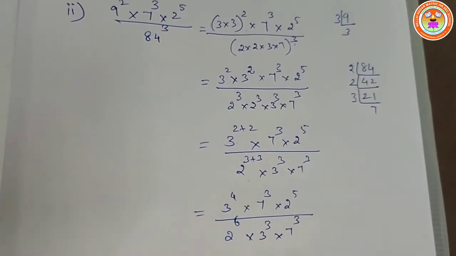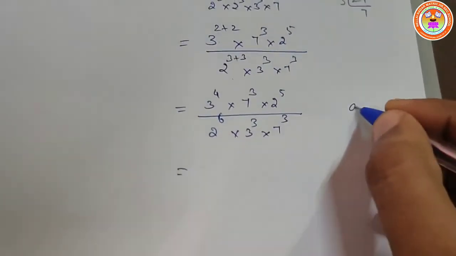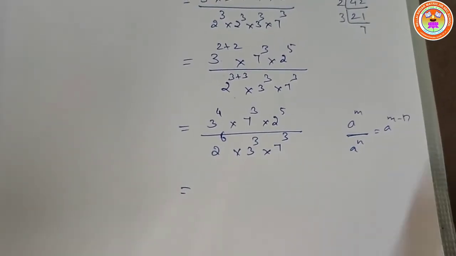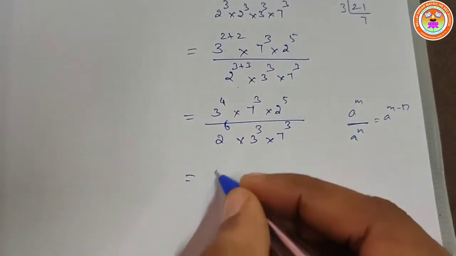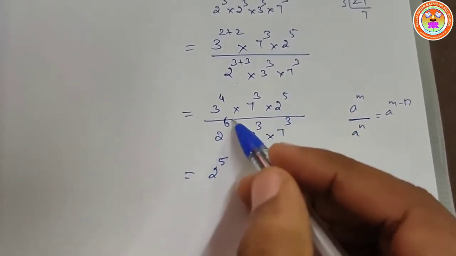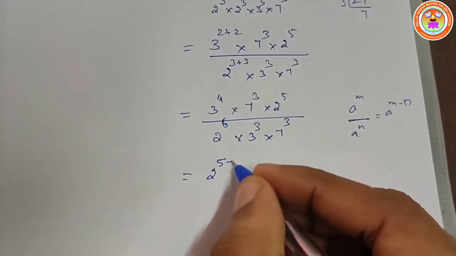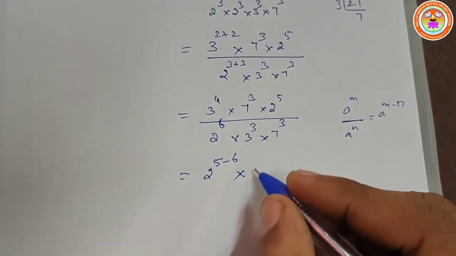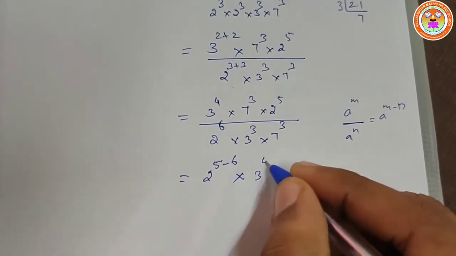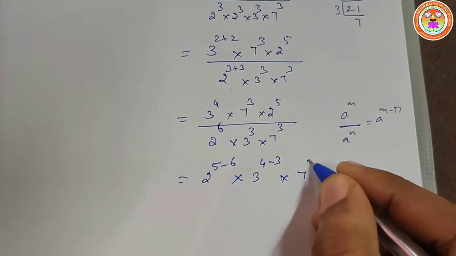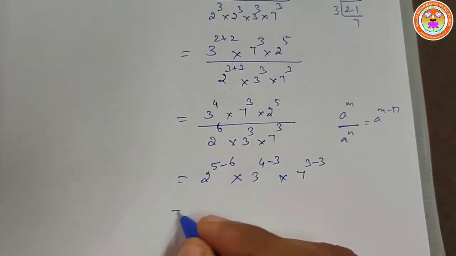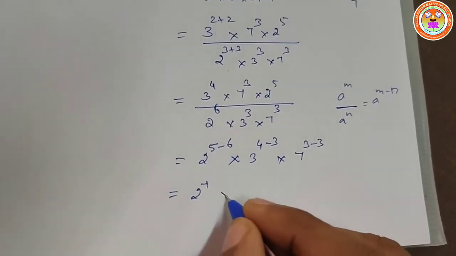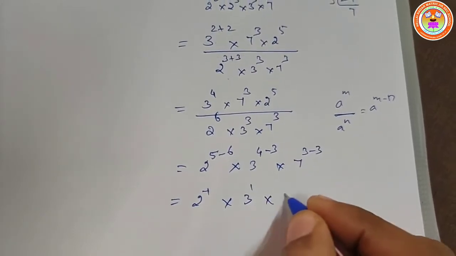Now we can use the second law, that is a power m divided by a power n equal to a power m minus n. That law we can use here. 2 power 5 divided by 2 power 6. Since the bases are same, you can subtract the powers. 3 power 4 minus 3 into 7 power 3 minus 3. So 3 minus 3, 0, 7 power 0 is 1. Here you will get 2 power minus 1 into 3 power 1 into 7 power 0.